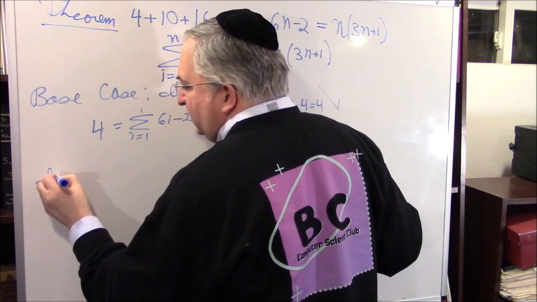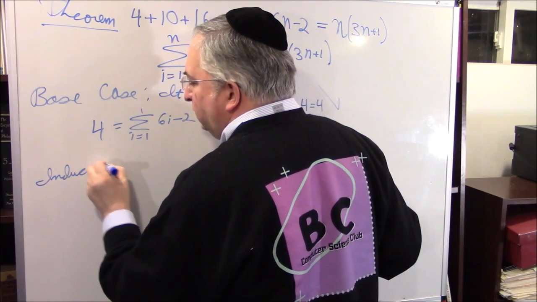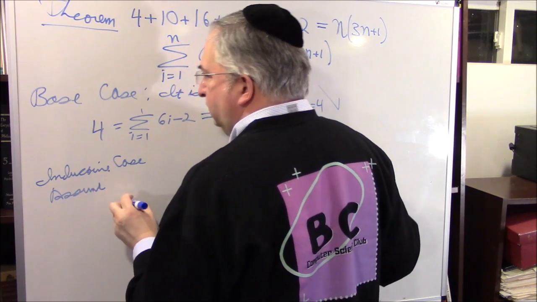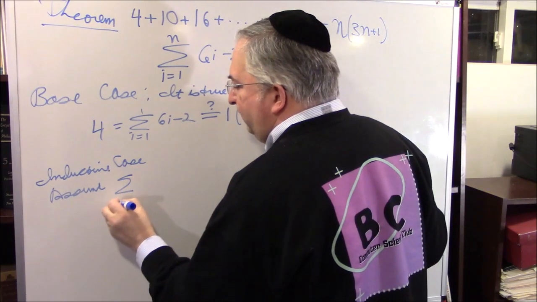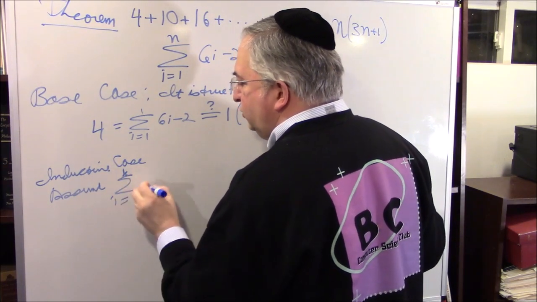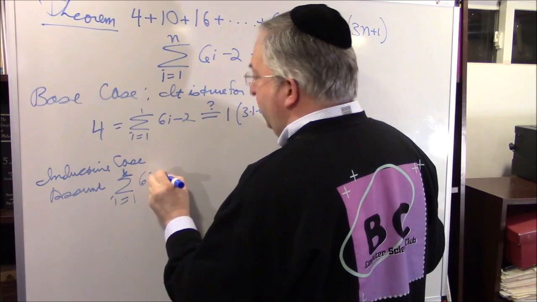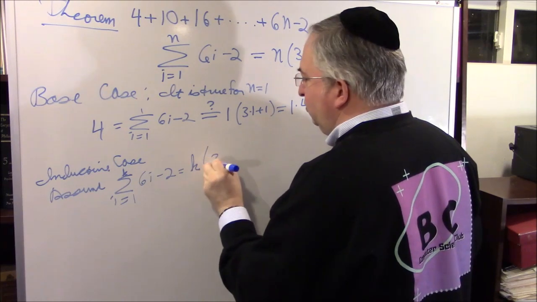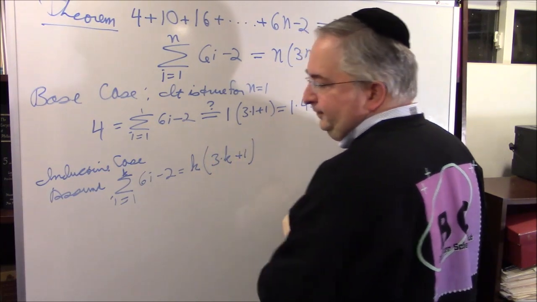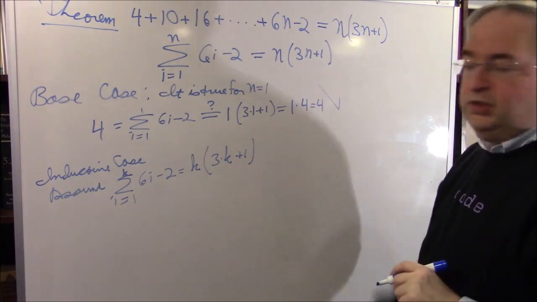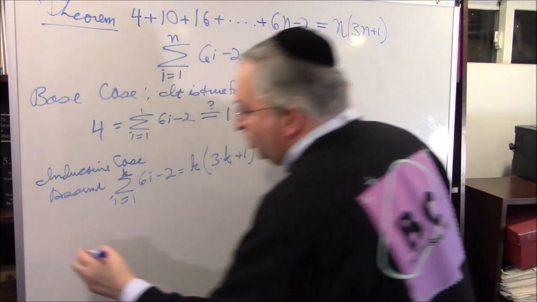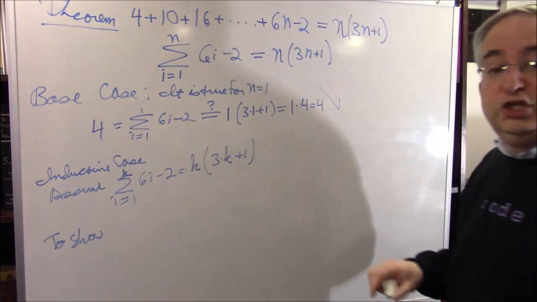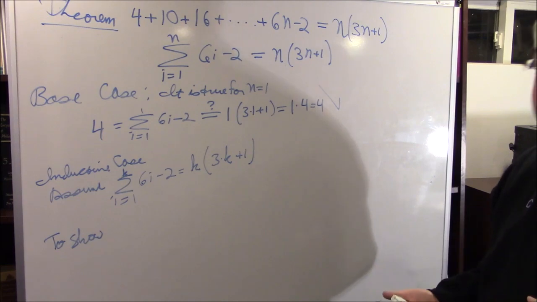The inductive case. Assume the sum of i equals 1 to k of 6i minus 2 is equal to, I'm plugging in k here, k times 3k plus 1. So we're going to assume this is true for k. Great. To show, this is what we want to show. This is our cheat sheet. We write our cheat sheet before we even get busy trying to do it.